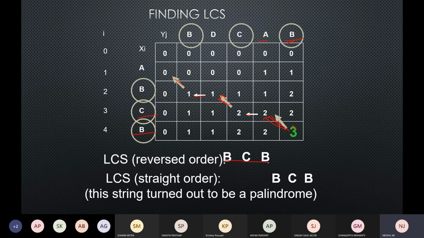And this is the reversed order, because when you're backtracking, it's reverse. And finally you straighten it. Here there's a palindrome, that's why it's BCB. You straighten this and then you get your actual normal order of LCS. So this is how LCS works.